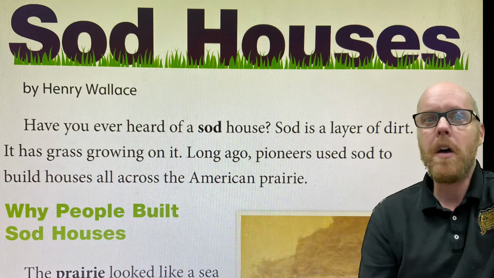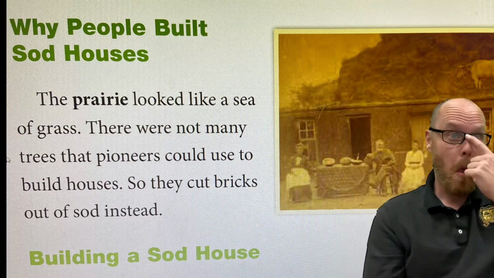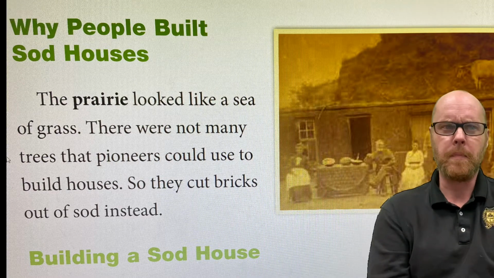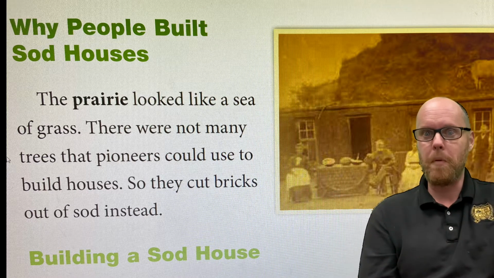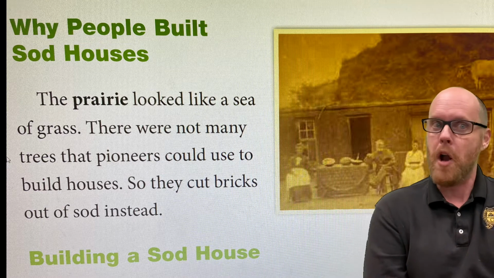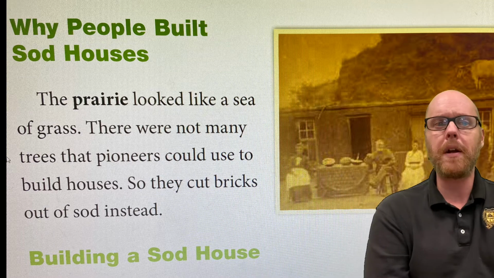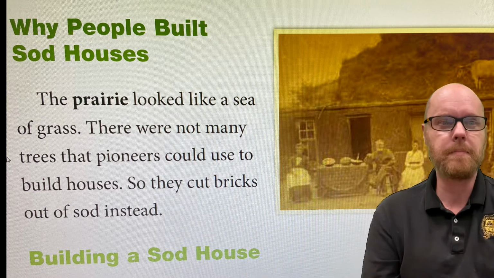Sod Houses by Henry Wallace. Have you ever heard of a sod house? Sod is a layer of dirt. It has grass growing on it. Long ago, pioneers used sod to build houses all across the American prairie. Now, there's our first subheading, why people built sod houses. The prairie, there's the bolded word, the prairie looked like a sea of grass. There were not many trees that pioneers could use to build houses, so they cut bricks out of sod instead.